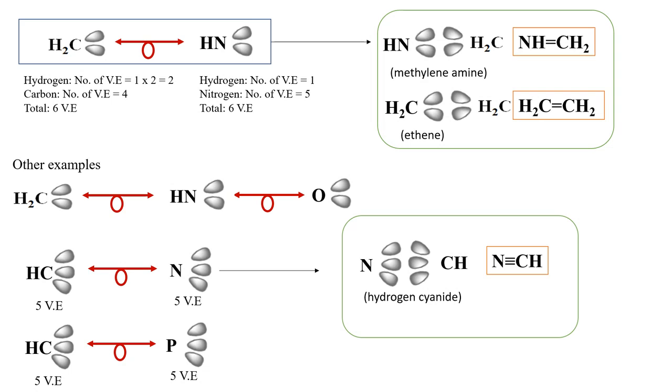So these two can also be considered isolobal to each other. And if that's the case, they should form stable molecules. And as it is, they can be clubbed to form methylene amine. And if I club two methylene radicals, I get ethene. Because there are two orbitals with one electron each, and they are perpendicular, they will form a pi bond.